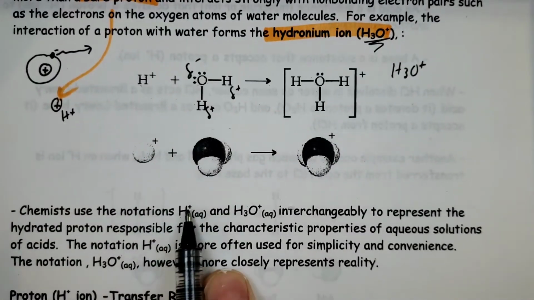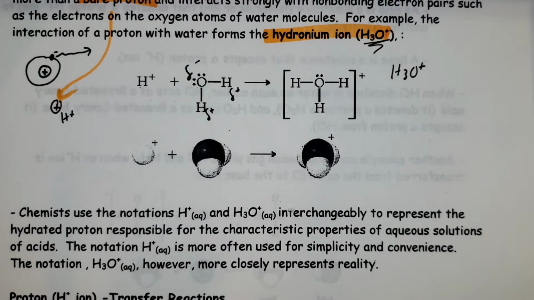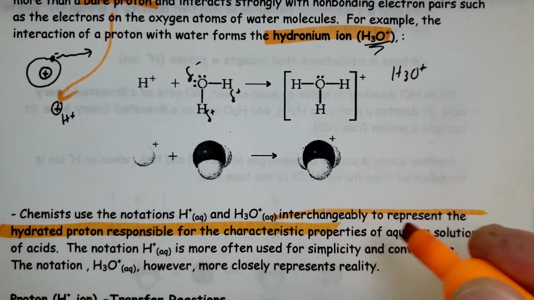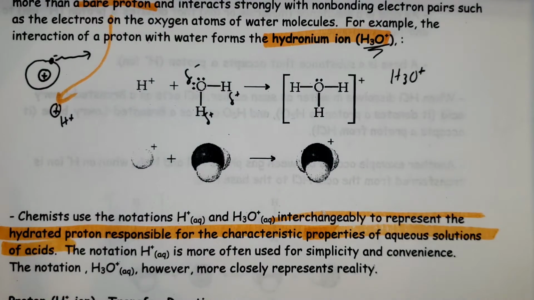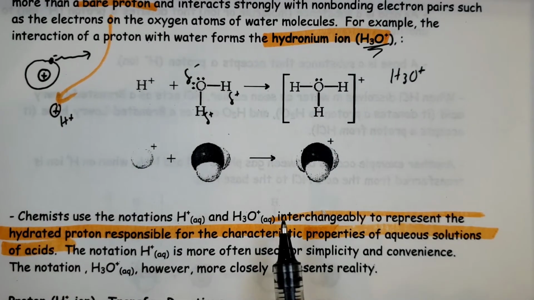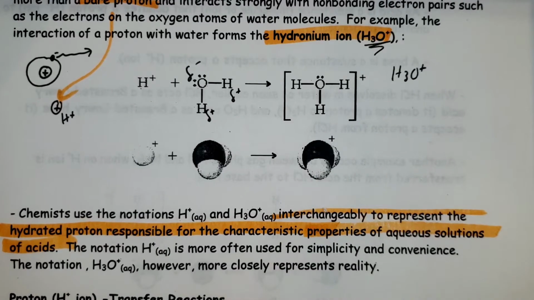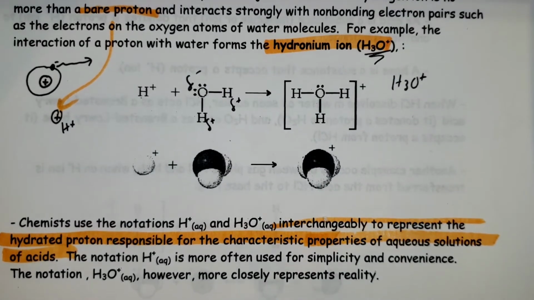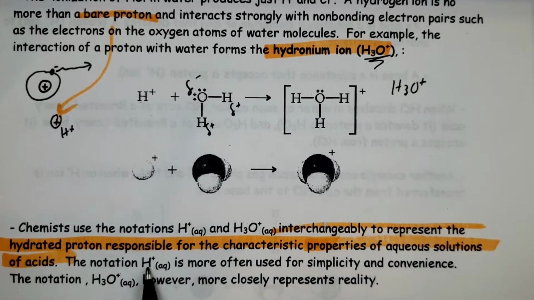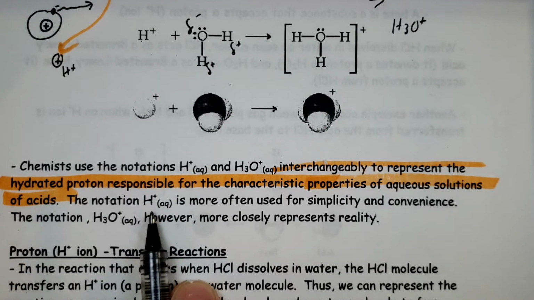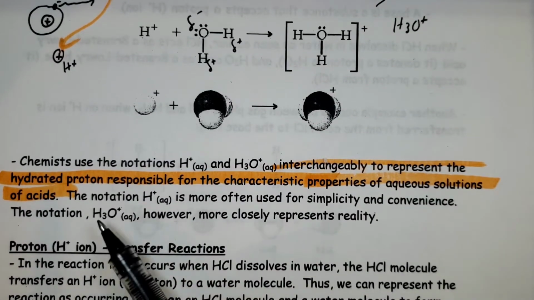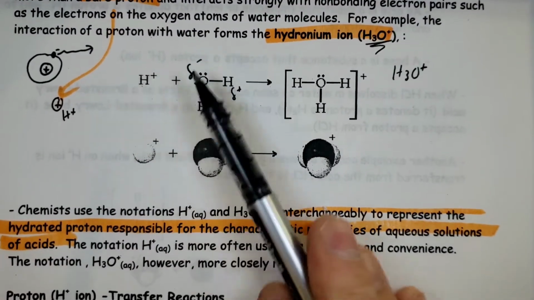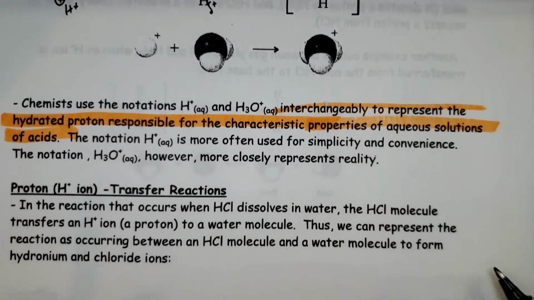Chemists use the notation H plus or H3O plus interchangeably to represent a hydrated proton responsible for the characteristics of acids. So the H plus ion and the H3O plus ion are identical. They're used interchangeably, illustrating something that has an overall positive one charge. We often just refer to it as the H plus ion, even though in reality it's more like an H3O plus, because H plus ions quickly attach to water molecules to make the hydronium ion.